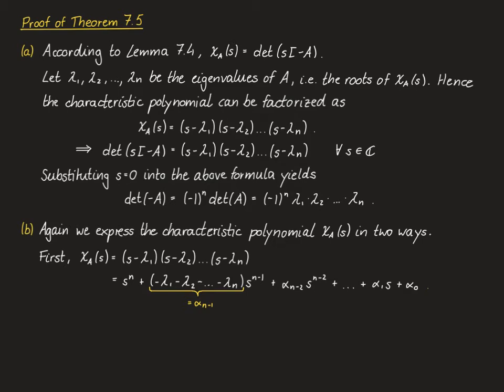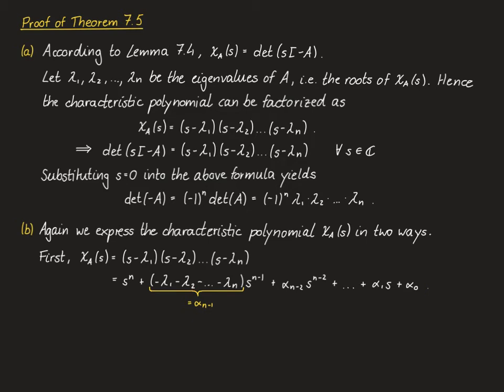The second coefficient, alpha n minus 1, of the power s to the n minus 1 is given by minus lambda 1, minus lambda 2, and so on up to minus lambda n. That's because we always choose from one bracket, for instance the first one, the minus lambda 1, and from all the other brackets we choose the term s. And the same works if we choose for the first bracket the term s, and for the second bracket minus lambda 2, and then for the rest of the brackets always the s.